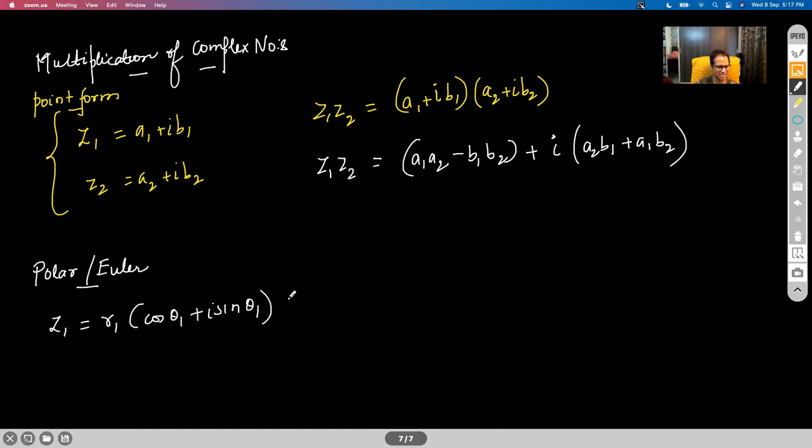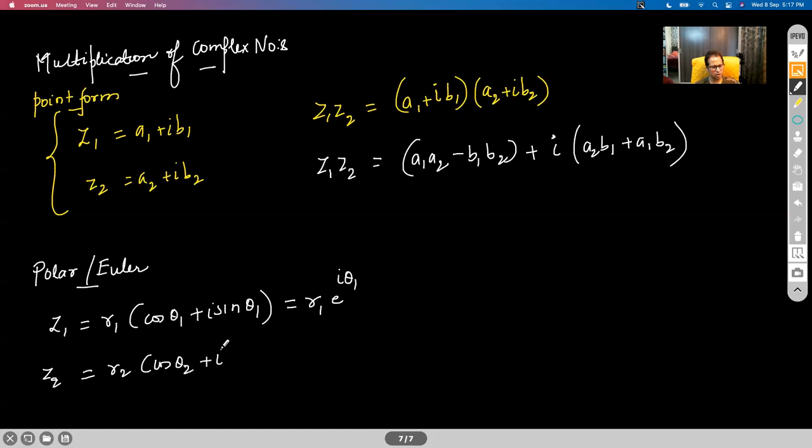And in the same thing, Euler form, you can write it like this. I hope everybody knows Euler form. R e to the power i theta. Theta should be in radians. So what you write as R cos theta plus i sine theta, the same thing can be written in Euler form as R e to the power i theta. Okay.